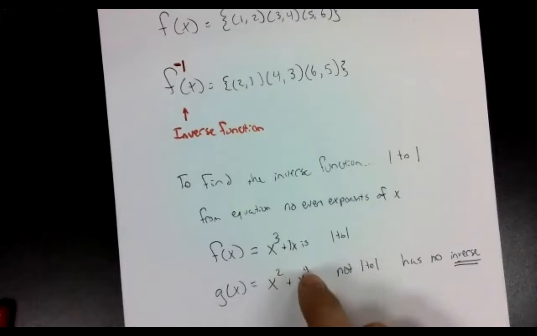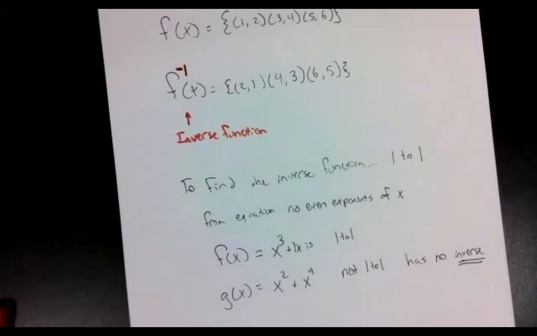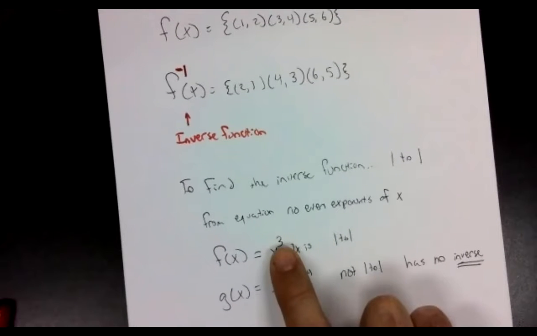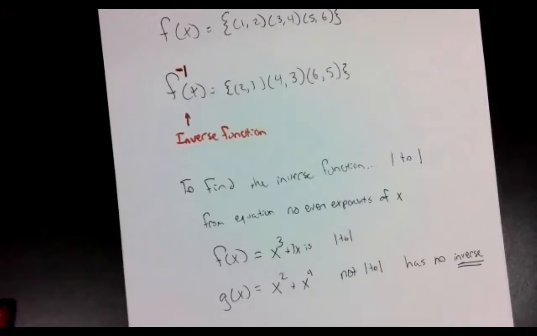Having an x squared or an x to the fourth anywhere within the problem means it's not 1-to-1, and therefore there will be no inverse. As long as your exponents are odd or not there, then it is 1-to-1 and we can find the inverse.